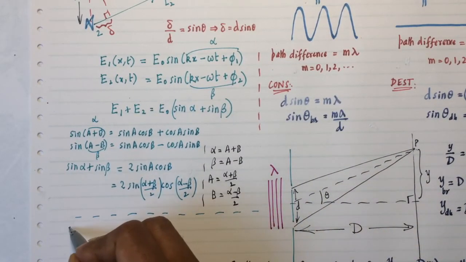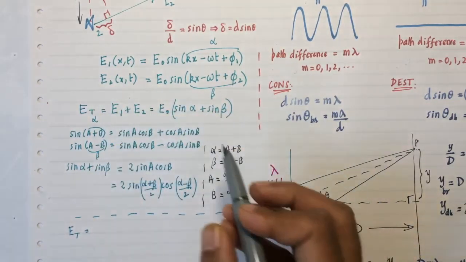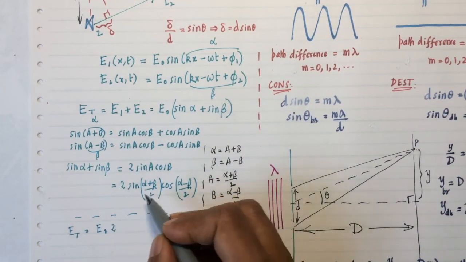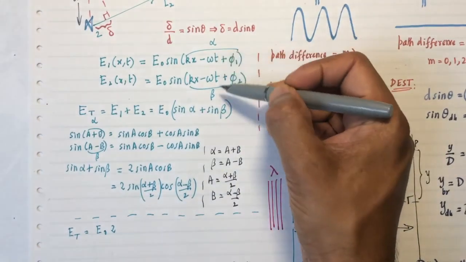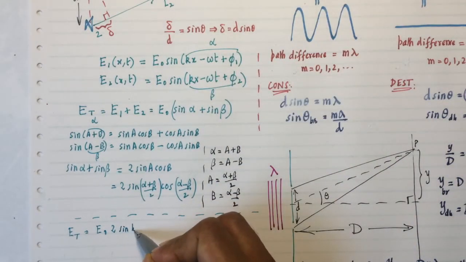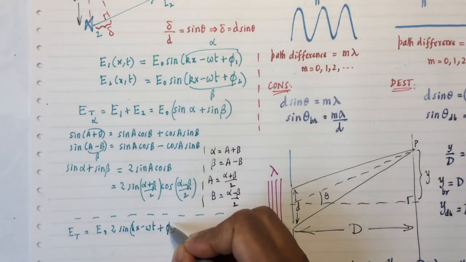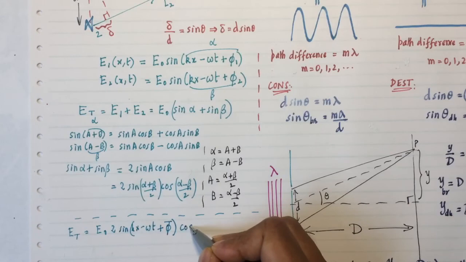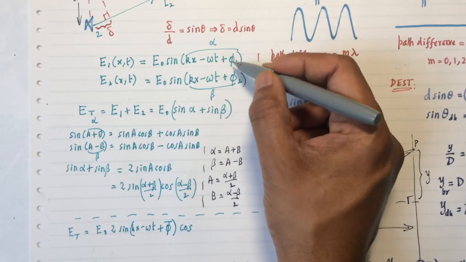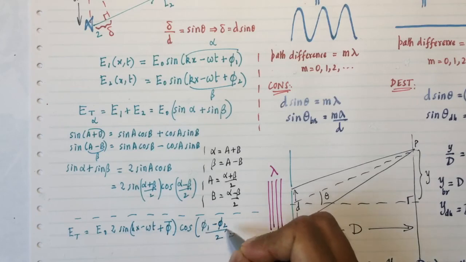The two electric field additions, E total, is going to be E1 plus E2. Let's call this E total. And it's E naught times all this, 2 times sine of (alpha plus beta) over 2. If I do alpha plus beta over 2, I'll still get kx minus omega t, and then I'll get the average of the two phases. So I'll call that phi bar. And then cosine, this is where the money is. Alpha minus beta, when I do the minus, the kx minus omega t will cancel out, leaving us with just the phase difference, (phi 1 minus phi 2) divided by 2.